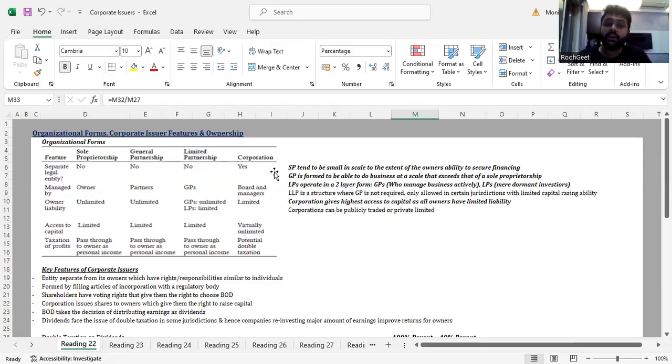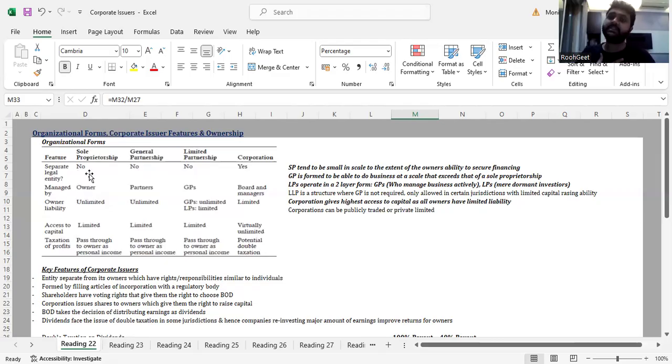And talking about a corporation, this is a whole different body. This is a whole different body which is formed, a body of which you start owning a part or giving ownership. How does it work? Let's have a look. So first of all, the first feature: separate legal entity. A sole proprietorship, no, it is not a separate legal entity.